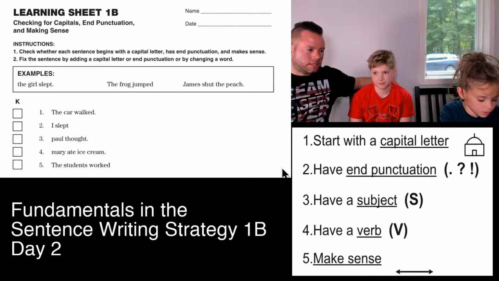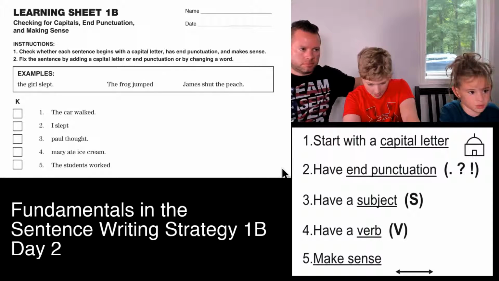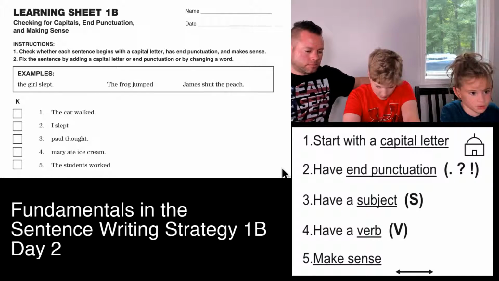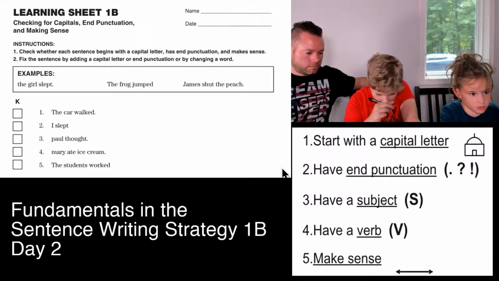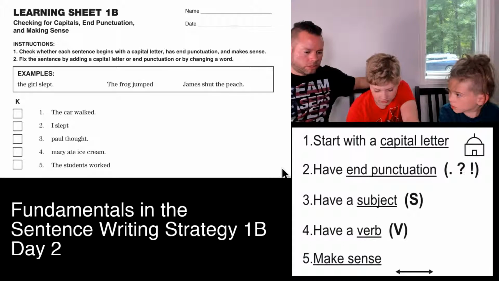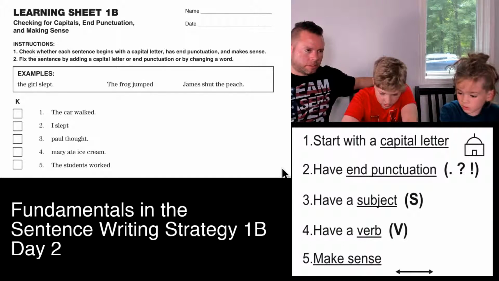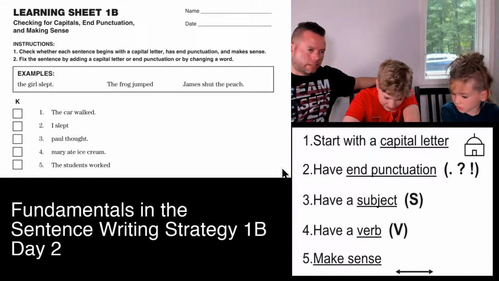What's our subject in that sentence, Dax? I slept. What's our subject? Slept. Bradley, do you agree? What's our subject? The subject is nothing. What do you mean nothing? What's our verb? Verb slept. Slept is the verb. Who slept? I slept. Very good. So I is our subject.